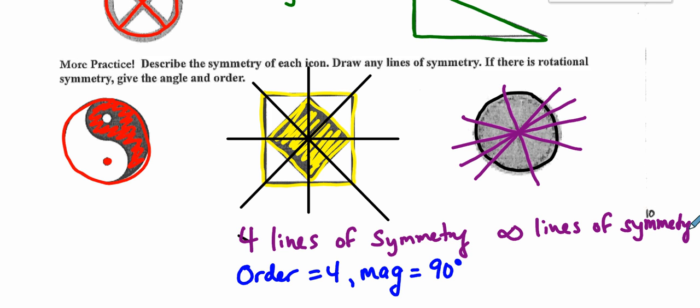And the order here would also be infinite. We could turn this as much as we want, as little as we want. So yes, it does have rotational symmetry, but again, we're talking about an infinite amount of times we could rotate that. So yes, it does have rotational symmetry and line symmetry, but of course, because it's a circle, it's infinite.